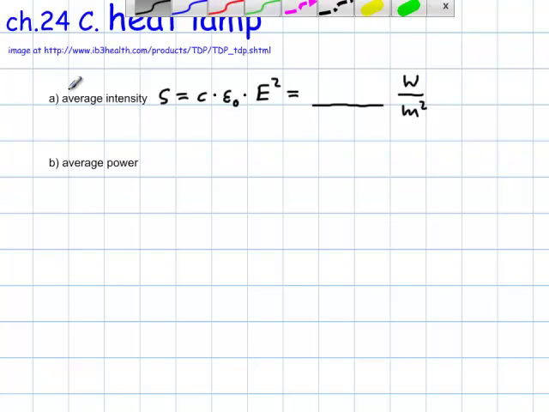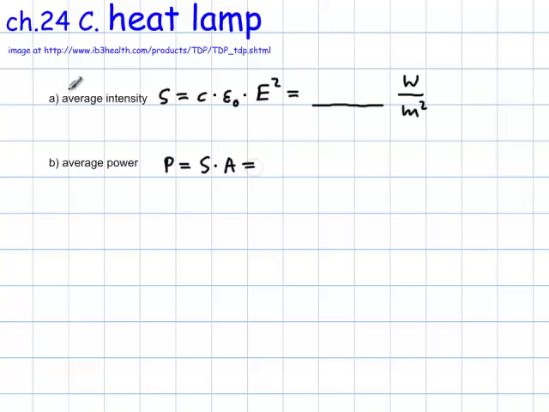And the average power then, which would be in watts, if you compare this to the intensity here, would be the intensity times the area. Well, the square meters divide out, and that would be left in watts. And it says over a circular area of radius 0.40 centimeters. So this would be the intensity that was just calculated times the area of a circle, so pi r squared.